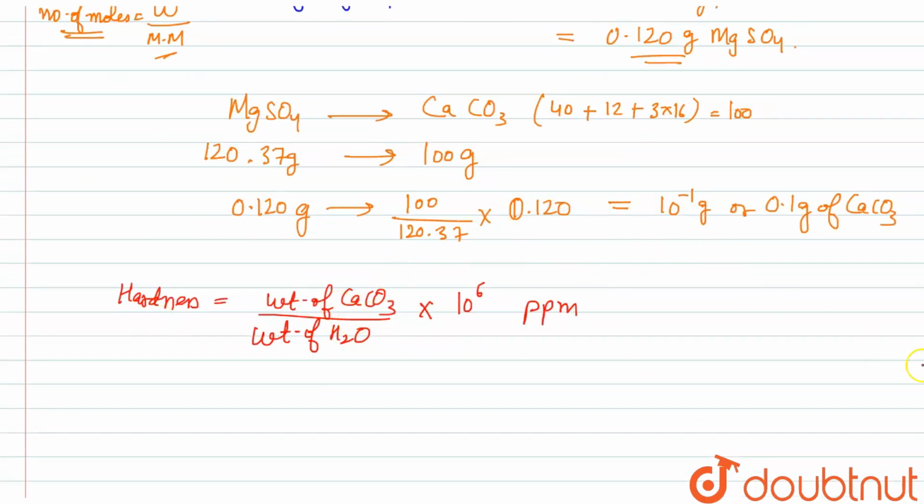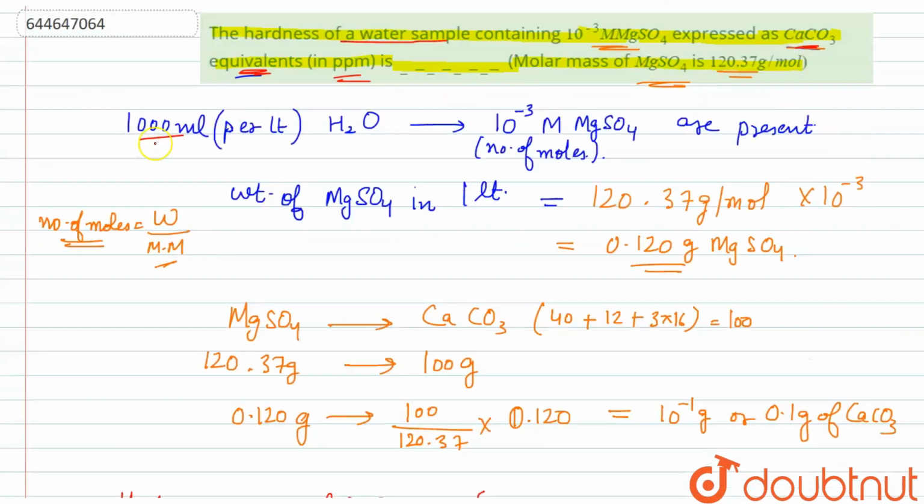Now we have the volume of water taken, that is 1000 ml, and we know the density of water is 1 gram per milliliter. So we have the volume here. We know the density is equal to mass upon volume, so we can calculate the mass. So mass comes out to be 1 into 1000, which is 1000 grams.